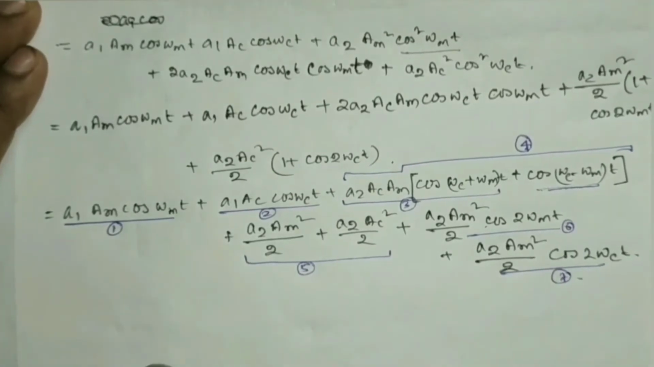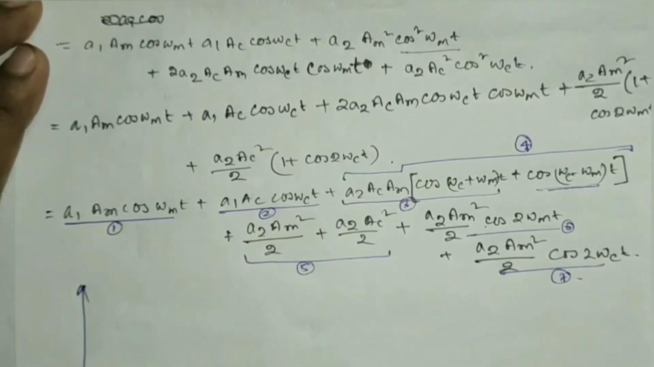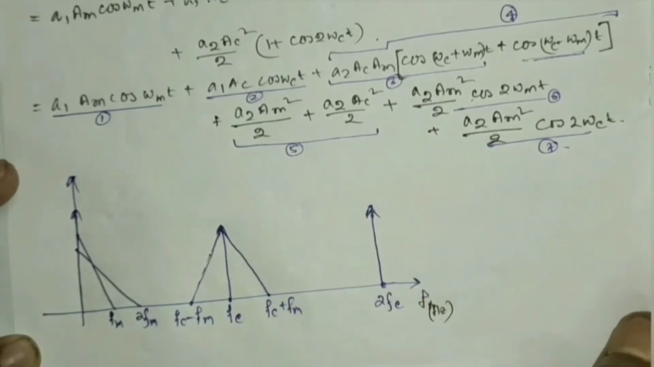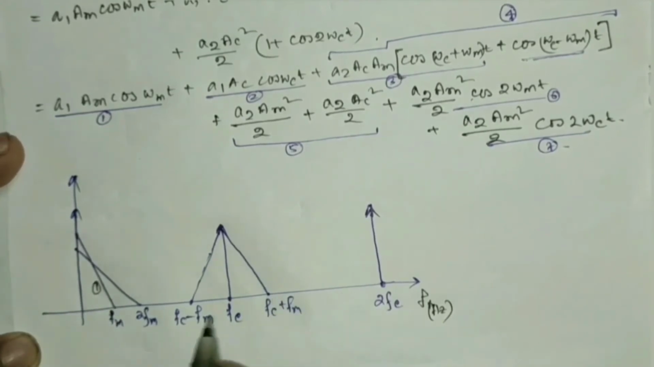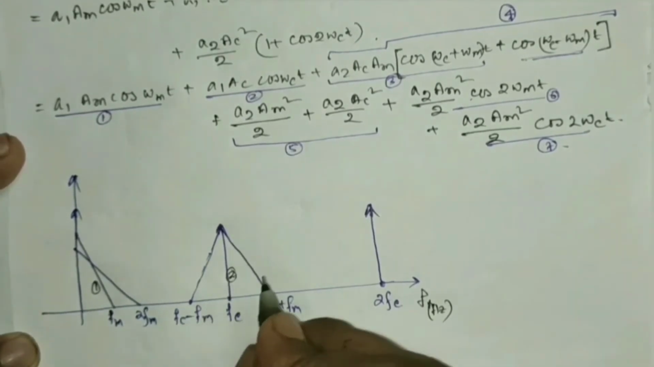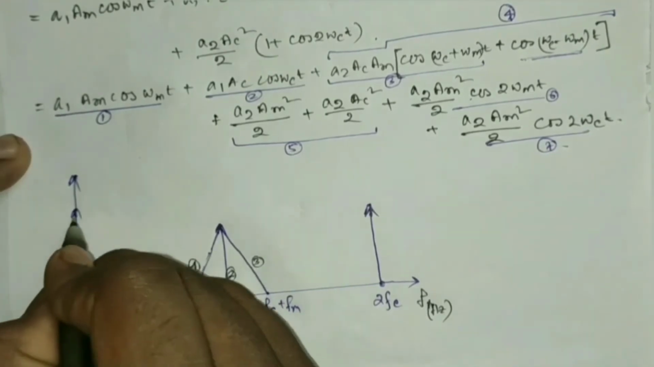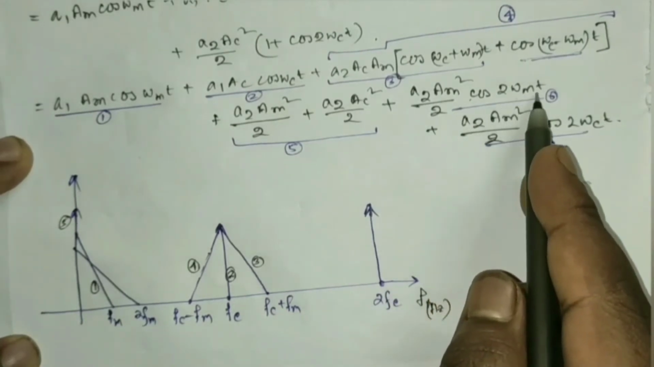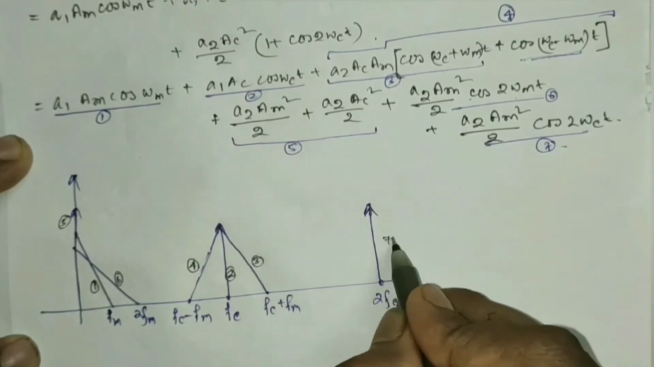Now let me draw the frequency spectrum on the positive direction only. This is the frequency spectrum of this equation. Here this is the first term, this is the second term, this is the third term, and this is for the fourth term. The fifth term is this one. The sixth term, 2 omega m t, is this one, and the seventh term is this one.